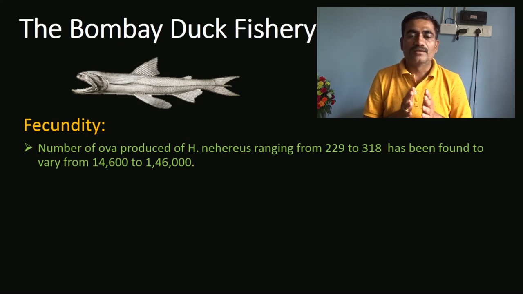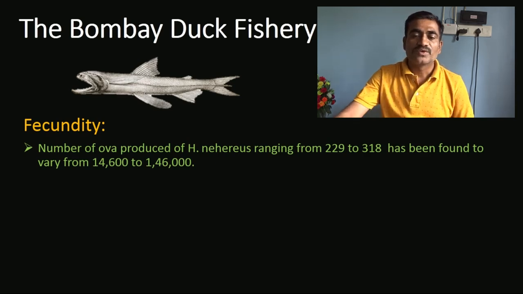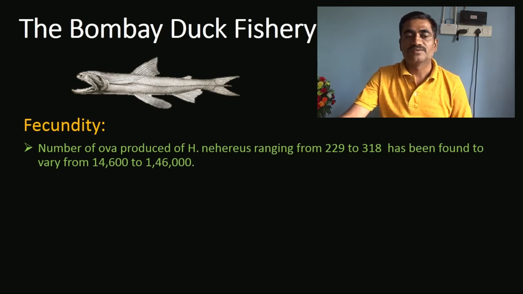In Bombay duck, females ranging from 229 to 318 mm in size produce 14,600 to 146,000 ova. The early mature fishes are unable to produce a large number of ova, as their reproductive system is not yet strong. They are just mature and able to produce ova, and the ova size is also somewhat smaller than in well mature or aged fishes.